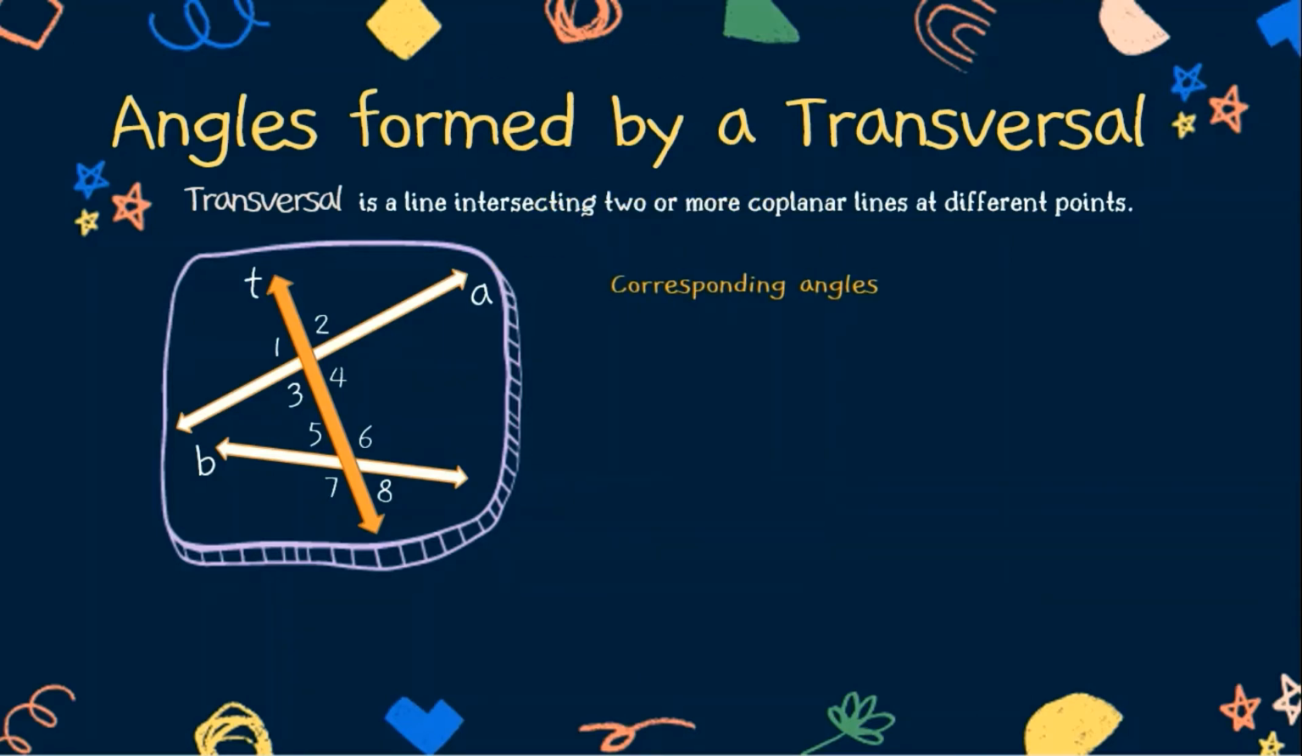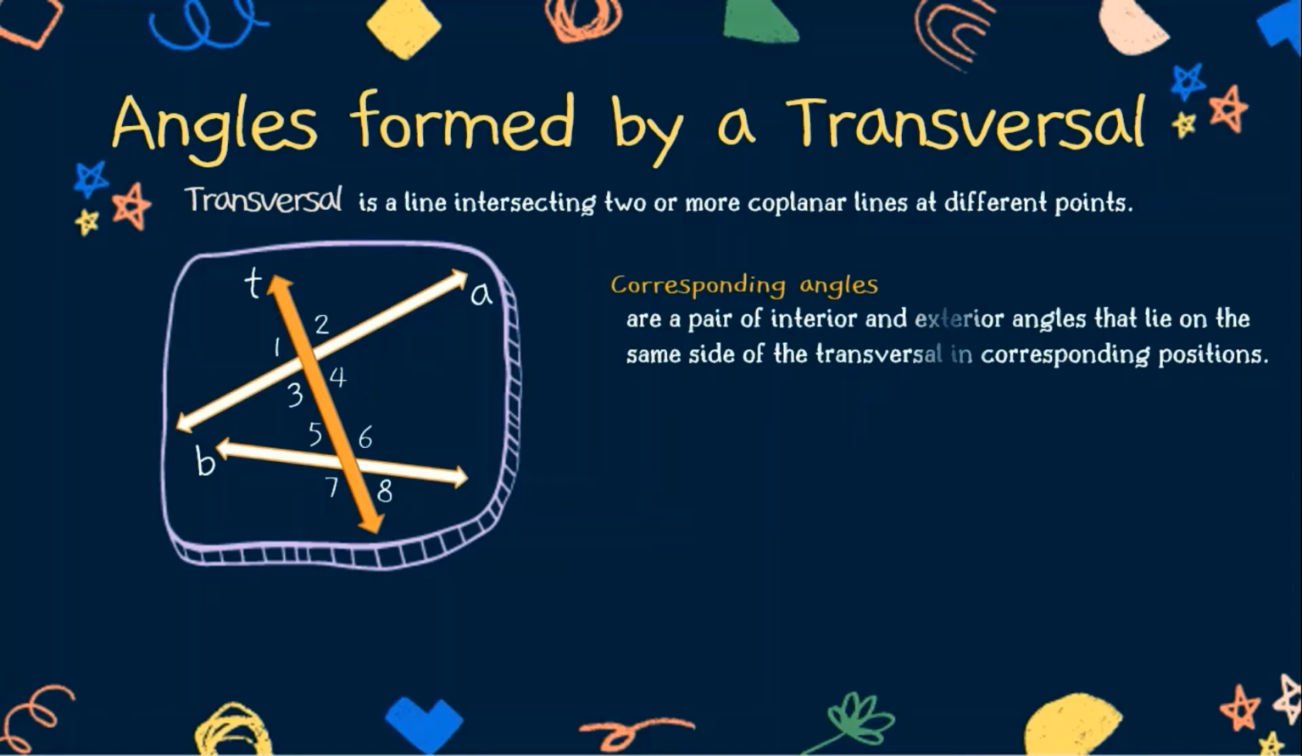Now we have what we call corresponding angles. This is a pair of interior and exterior angles that lie on the same side of the transversal in corresponding positions. So for corresponding angles, pinagsama na natin yung isang interior at isang exterior angle sa isang pares. First pair natin ng corresponding angle, we have angle 1 which is an exterior angle. Ang kapares niya ay angle 5, an interior angle.